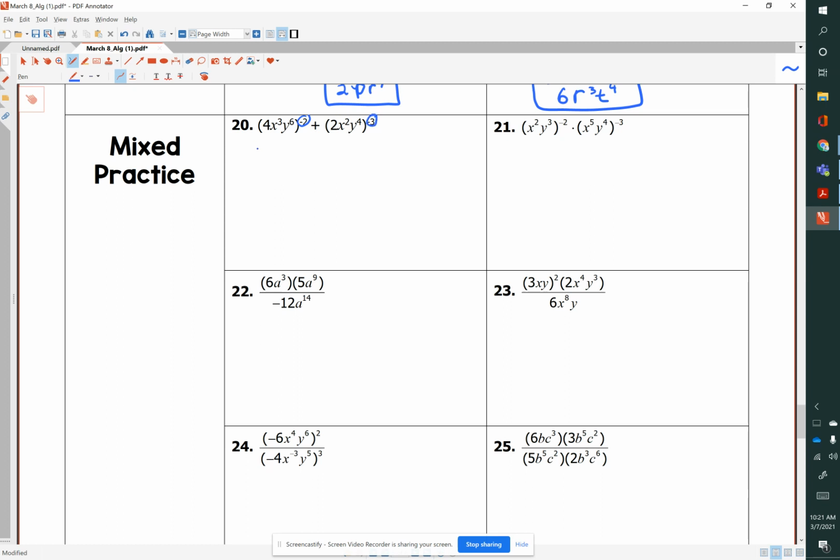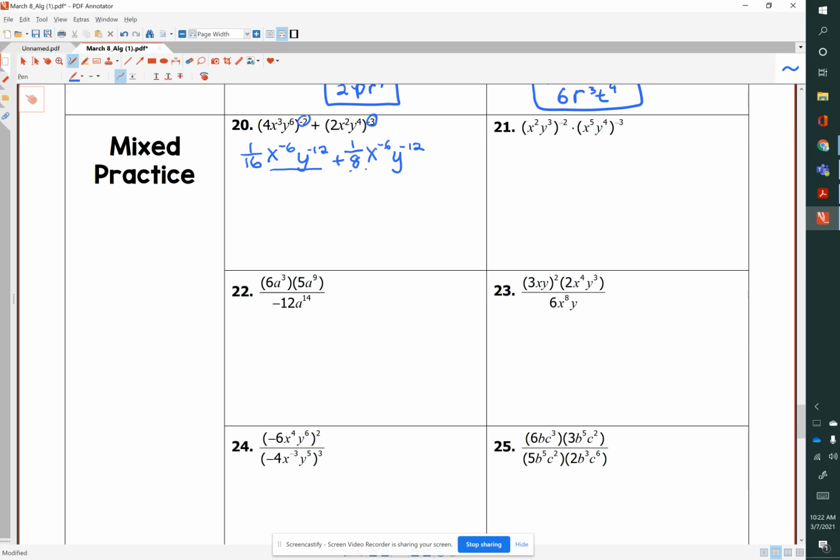So 4 to the negative 2 power is 1 over 16. X, 3 times negative 2 is x to the negative 6. Y, 6 times negative 2, y to the negative 12, plus 2 to the negative third is 1/8. X to the second times negative 3, 2 times negative 3 is x to the negative 6, and y, 4 times negative 3 is y to the negative 12th. Now we have like terms and we can add them.